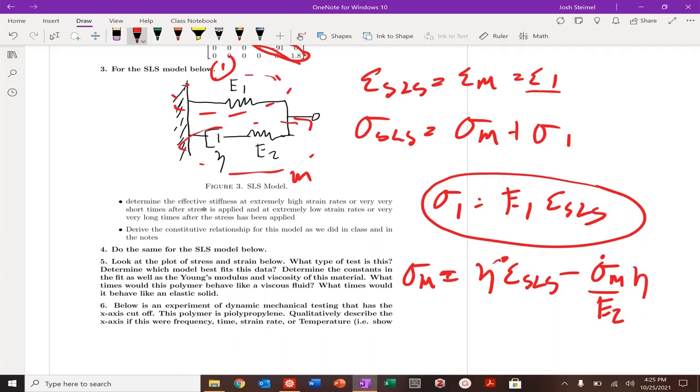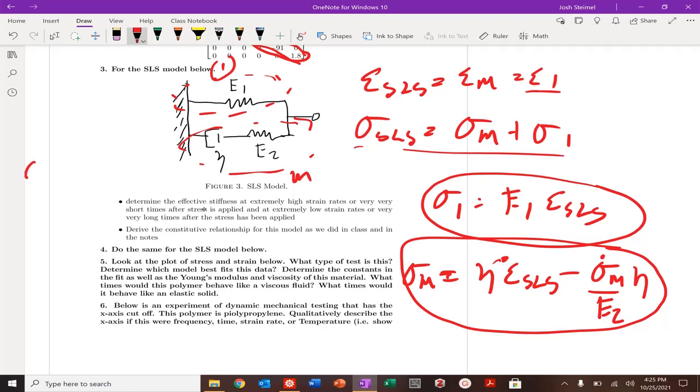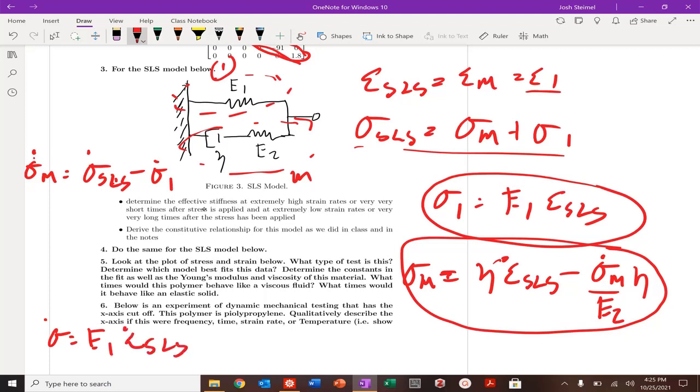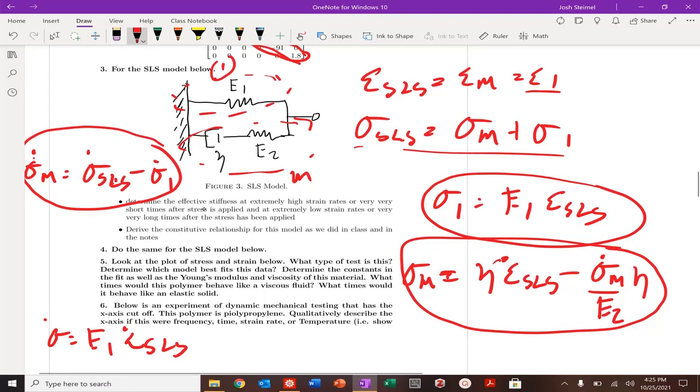So that is my expression that I could plug in for Maxwell. But now I'm almost there, but I have this problem: I'm left with this strain rate of my Maxwell. Well, I could rearrange this expression here and write that the strain rate in my Maxwell is equal to the strain rate of my SLS minus the strain rate of my element 1. The strain rate of element 1 is just going to be E1 times the strain rate of the SLS strain, and that's it. So I can rewrite and basically plug into this equation.